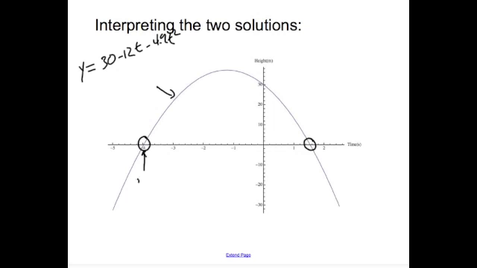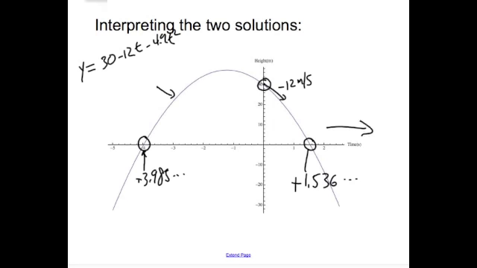This right here is the minus 3.985, etc. And this one right here is the plus 1.536, etc. This right here is where the stone starts out. This slope is the minus 12 meters per second. This is time forward, so obviously the stone is going to land after it is dropped. This right here is our solution.